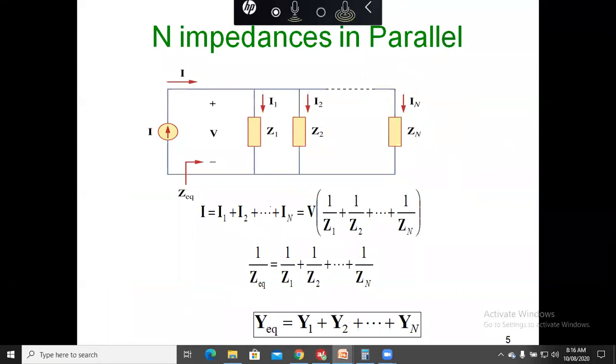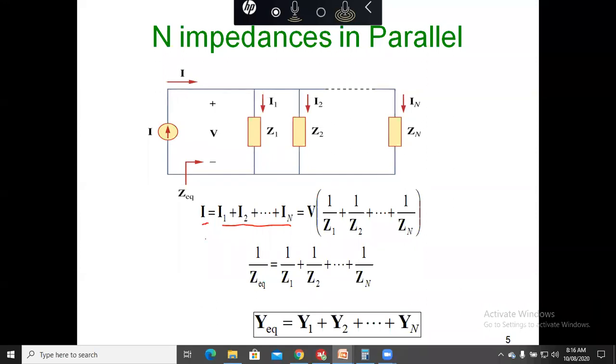Now we see the implementation of KCL. In KCL, we know that the current is divided and the sum of all currents in the network is 0. So the current supplied to the network is divided into n branches. Right? And we see that these branches are parallel.